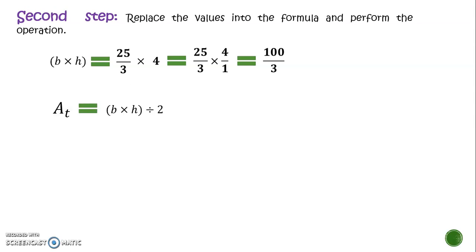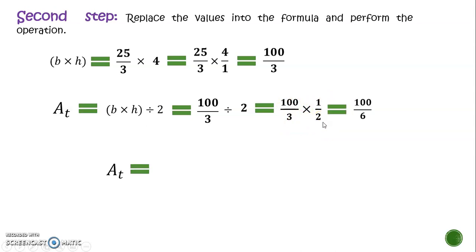Because we have found that this is base times height, this is the answer, and we need to divide this by 2. So we're going to take this part and divide it by 2. That is 100 over 3 divided by 2. But remember that for doing this operation, we have to turn the 2 into a fraction, that would be 2 over 1. And we are going to use the reciprocal to turn the division into a multiplication. So we have 100 over 3 times 1/2, because I already made this a fraction. Then we make the multiplication: 100 times 1, that is 100, and 3 times 2, that is 6. So the area of the triangle is going to be 100 over 6.